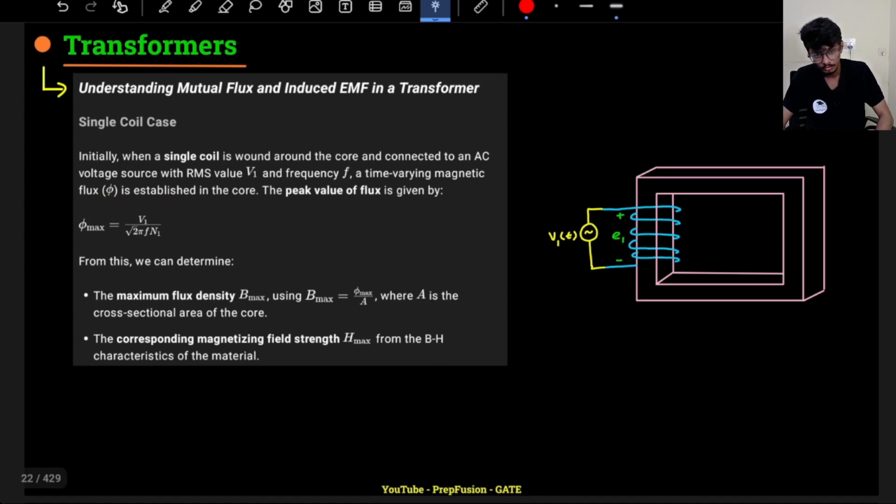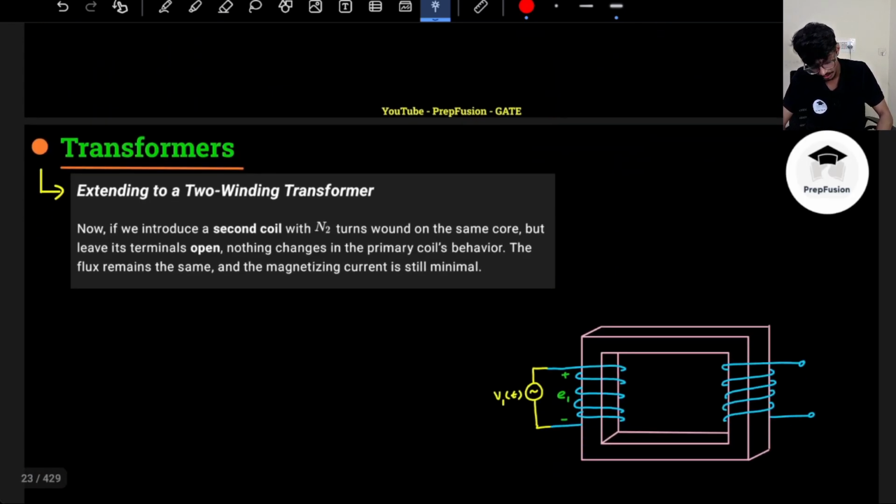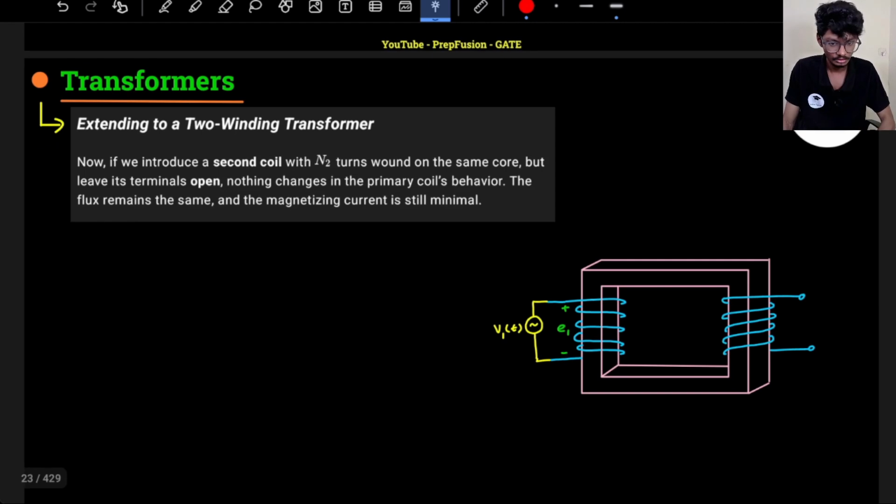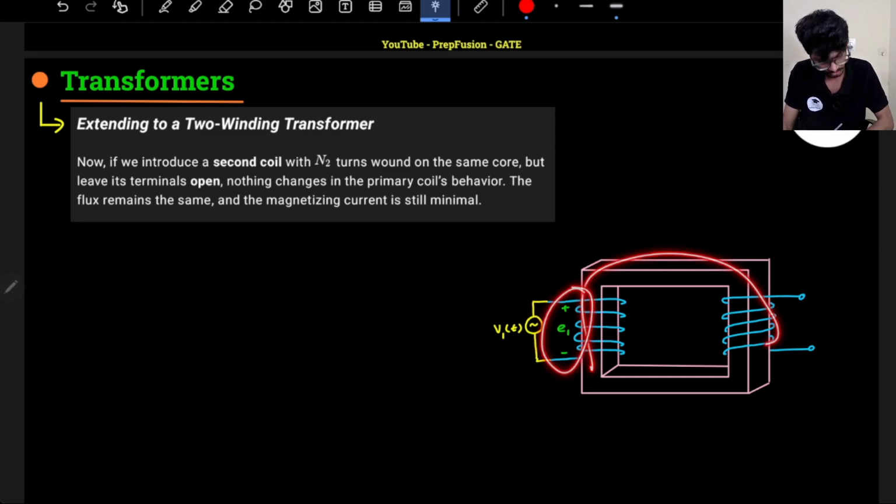Now let's discuss the two winding transformer. If I have a two winding transformer, what will happen in the secondary coil? Of course all this is fixed. I will apply a voltage, so due to that a flux will flow, and due to that an induced EMF will be there.